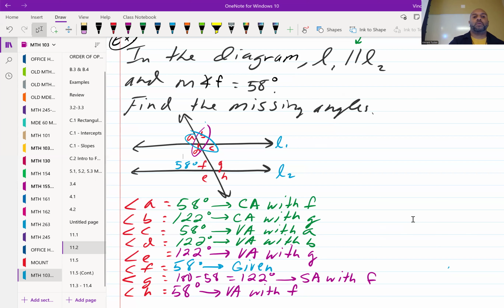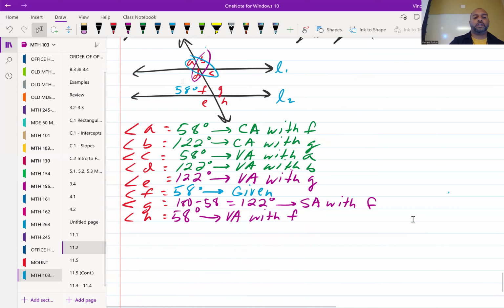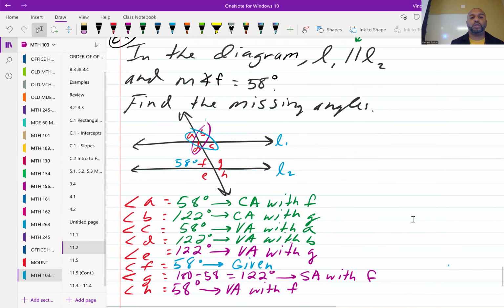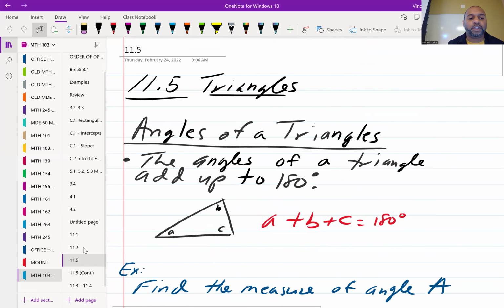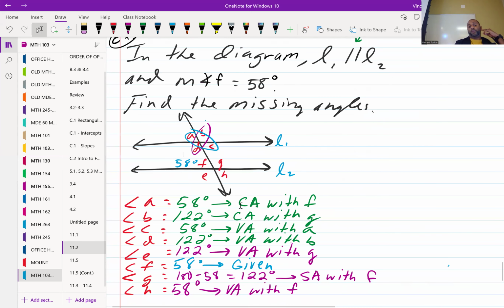All right, scrolling up some, okay, that's it for 11.2. And for those who are copying, give me a second, let me look at 11.5. There's triangles, yep. Okay, so yeah, we'll pause right here. That's it for 11.1, 11.2. Next class, we'll get into triangles and go from there.